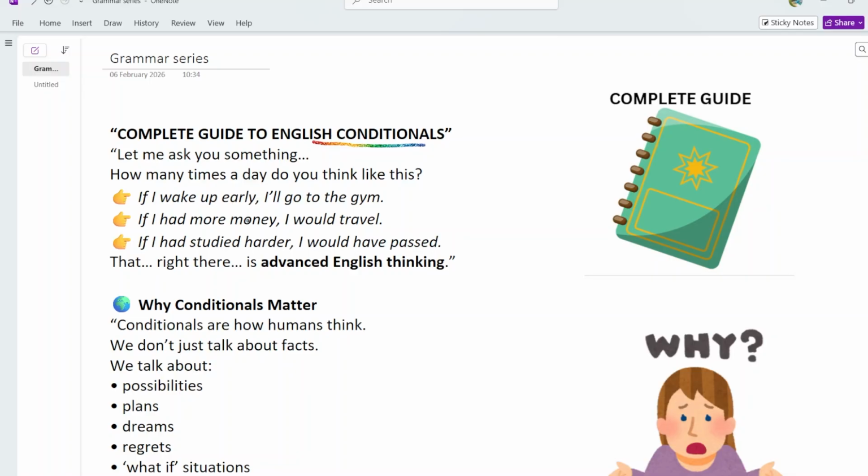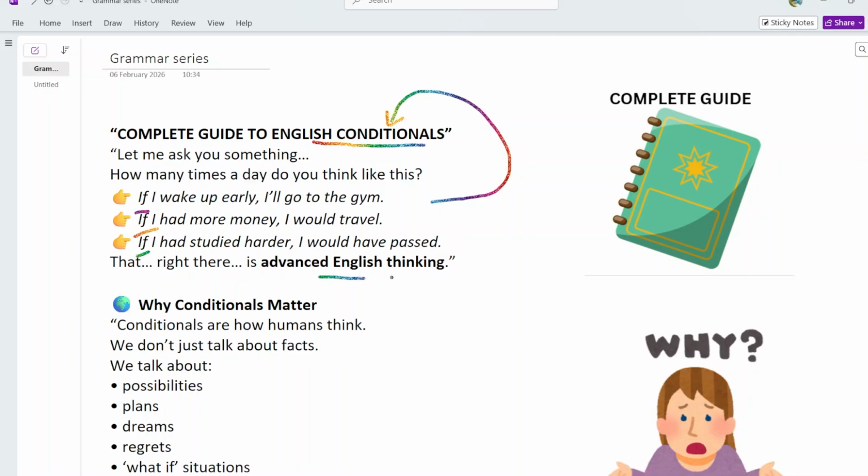So, as I told you, if you look at the screen, when the if situation comes, there are certain structures that we really need to keep in mind, and those are known as conditionals in English. Let me read the examples out for you. The first example is, if I wake up early, I'll go to the gym. If I had more money, I would travel. If I had studied harder, I would have passed. Now, this is advanced English thinking.